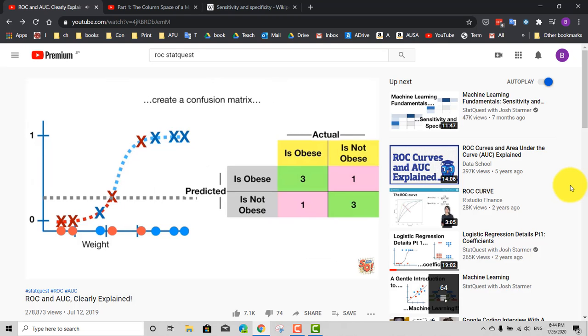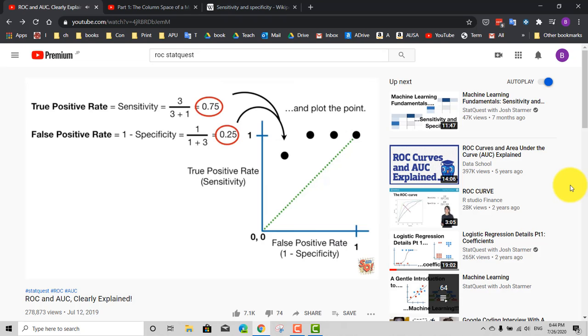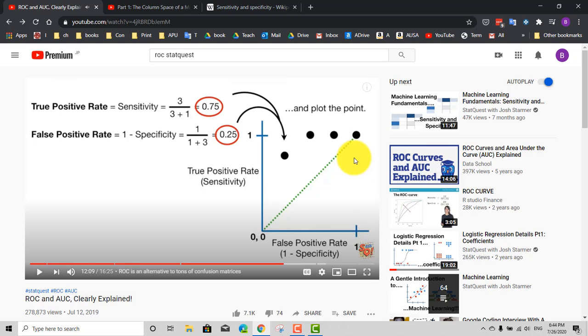Create a confusion matrix, calculate the true positive rate and the false positive rate, and plot the point. Okay, now we can't say necessarily that this is better than this, because although the false positive rate did decrease, the other one, the sensitivity or true positive rate, also decreased. So that's not necessarily clearly better than this. So we can't really judge between these two, but we can judge between this one and this one.